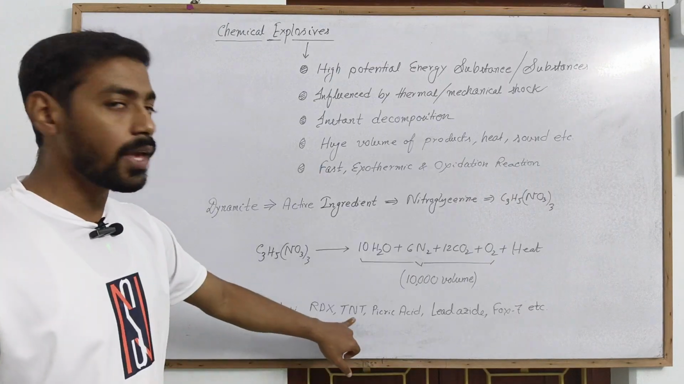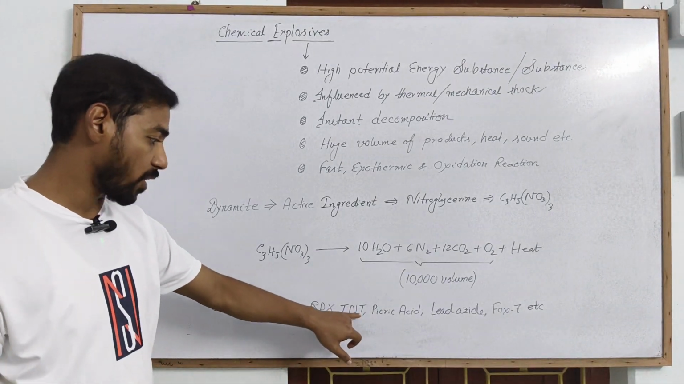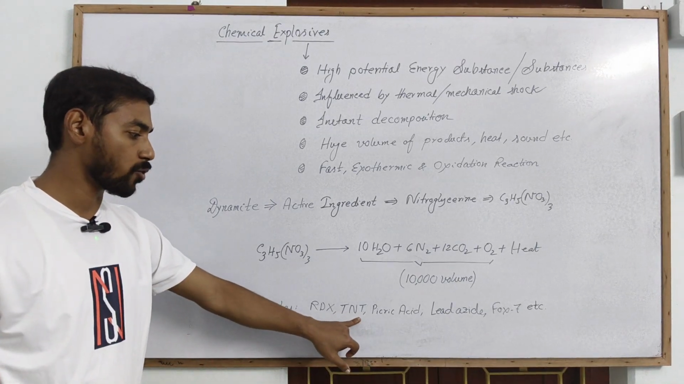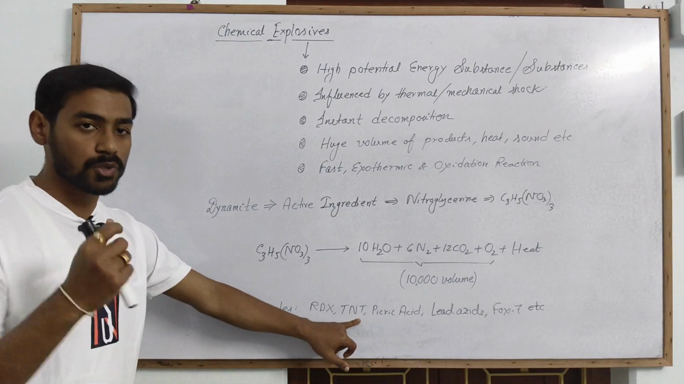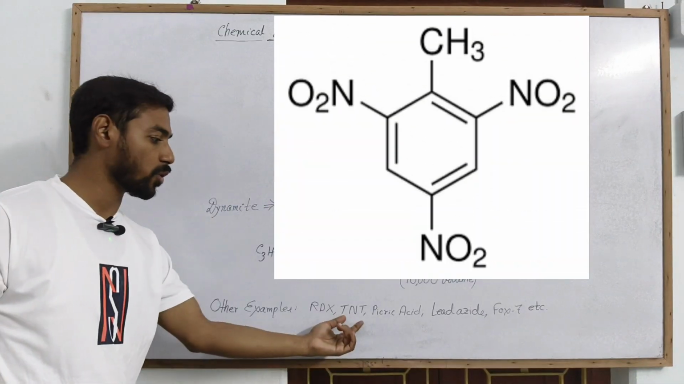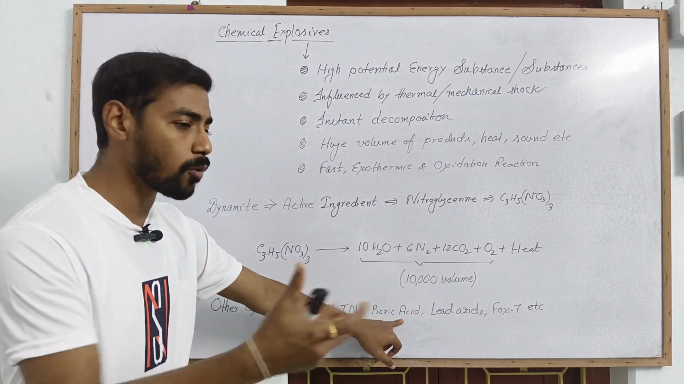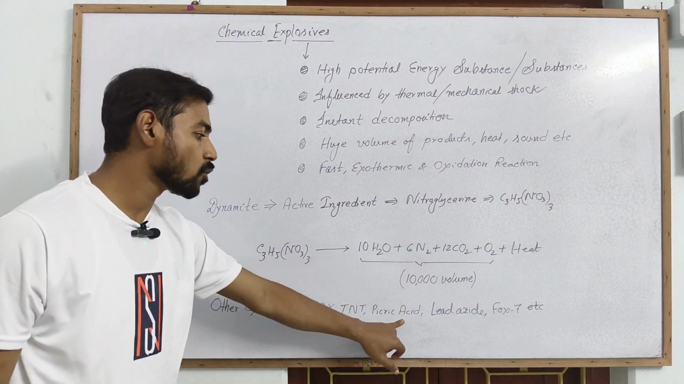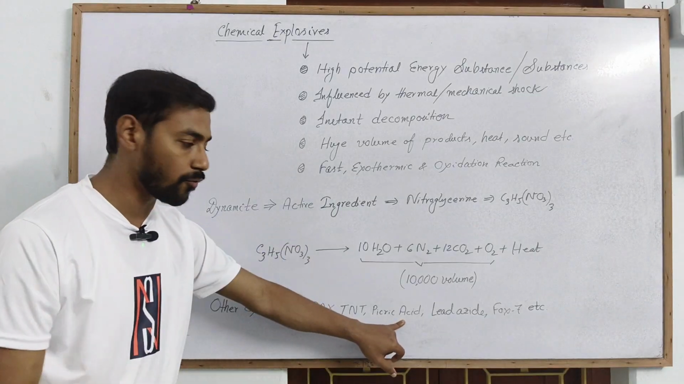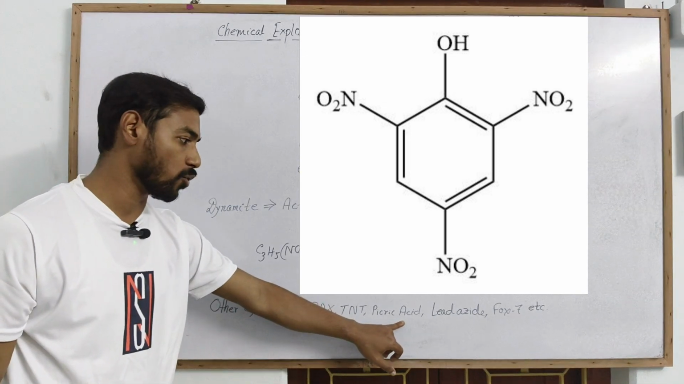Second one is TNT. We have already learned TNT in class 12. TNT means trinitrotoluene, that is 2,4,6-trinitrotoluene. You already know the structure of toluene, so the ortho and para positions are substituted by the nitro group. Third one is picric acid. It has a structure almost similar to TNT. Picric acid means 2,4,6-trinitrophenol. We already know the structure of phenol, so the ortho and para positions are substituted by nitro groups.